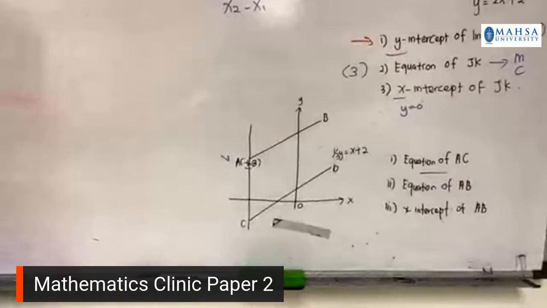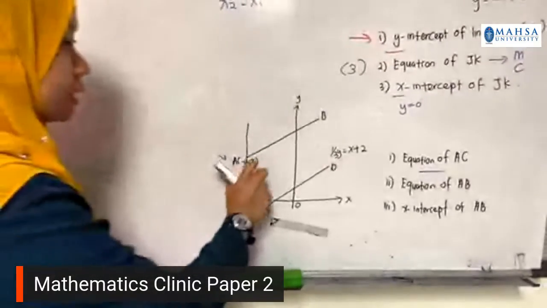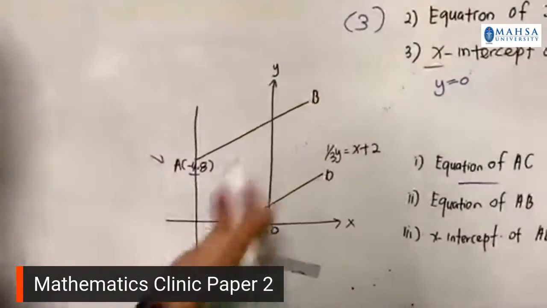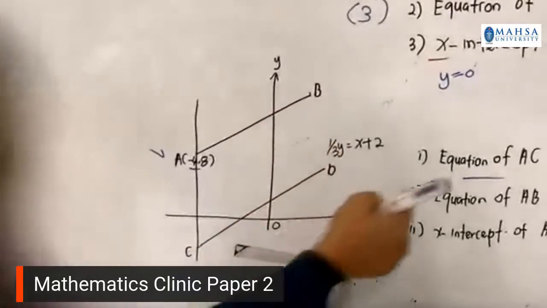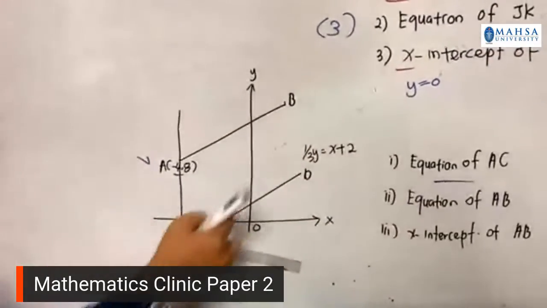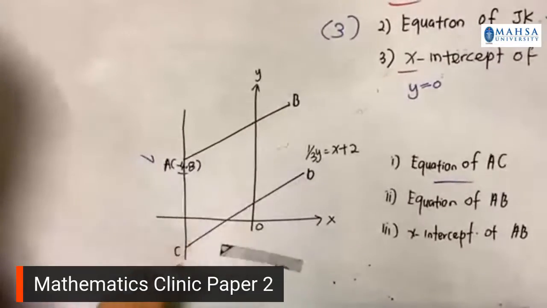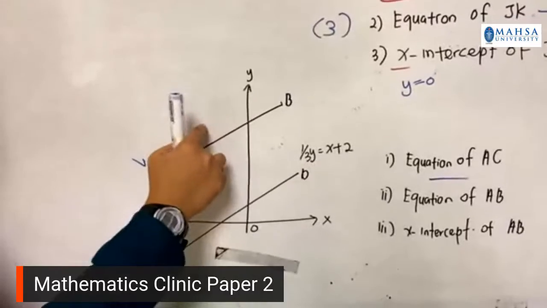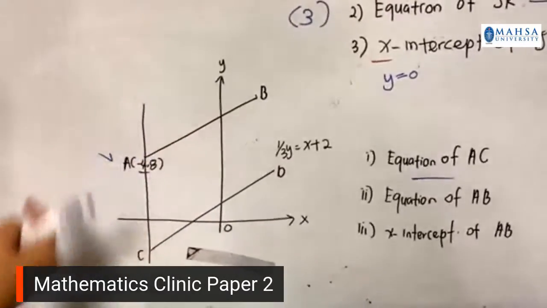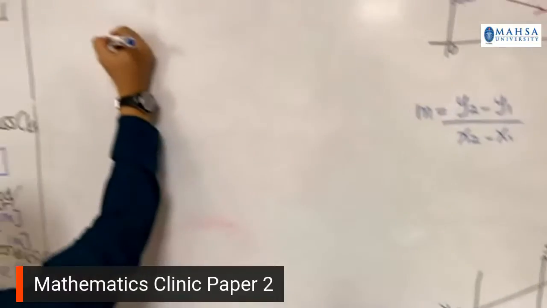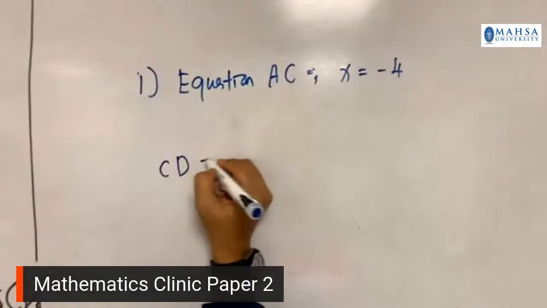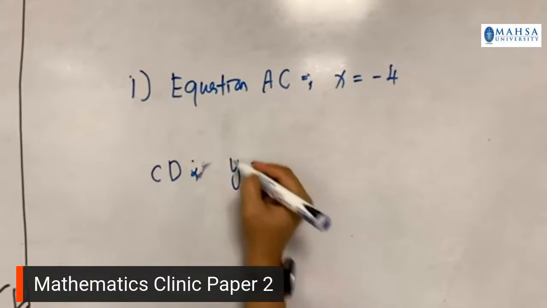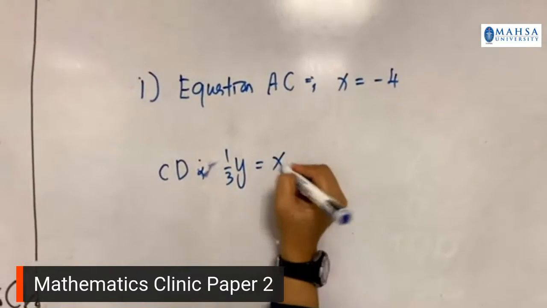So the second one, equation of AB. You want to find the equation of AB, and then there is no information of point B. So given in the question, equation of CD. Because CD is parallel to AB, we can determine the value of M of AB. So your equation of CD is y equal to 1/3 y equal to x plus 2.